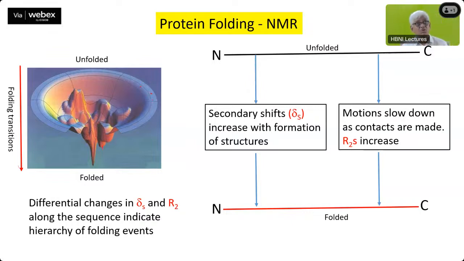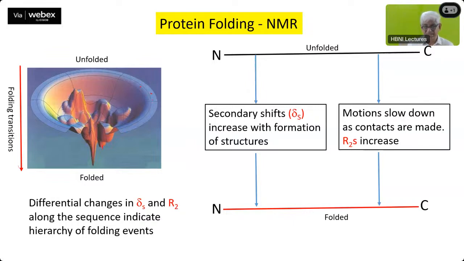Then it may not be able to come out of that. Then it represents a misfolded state. Then it can lead to all kinds of diseases and things like that. Therefore, protein folding is a very important topic in structural biology, and also with regard to diseases. There are a whole lot of diseases which are related to protein misfolding.